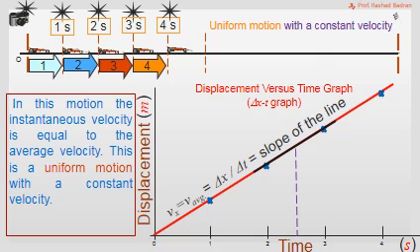We can conclude at the end that the instantaneous velocity obtained in here is the same as the average velocity, as long as the graph shows a straight line when you plot displacement versus time. So this is the case where uniform motion is a motion with a constant velocity.